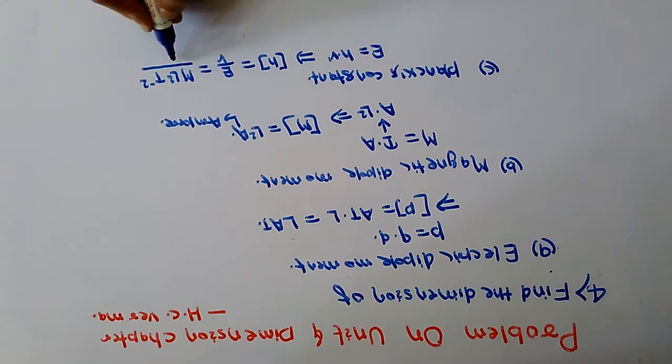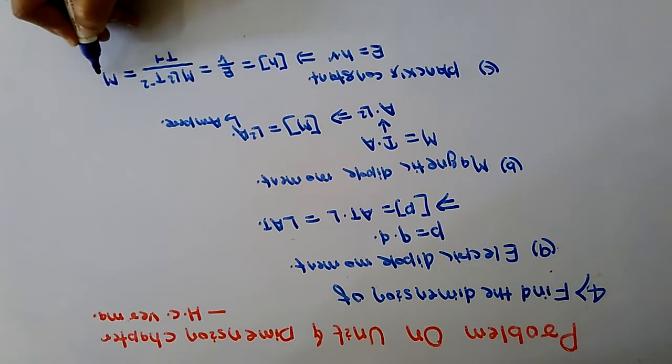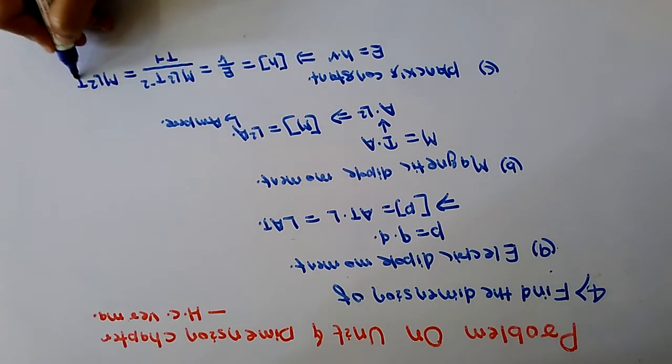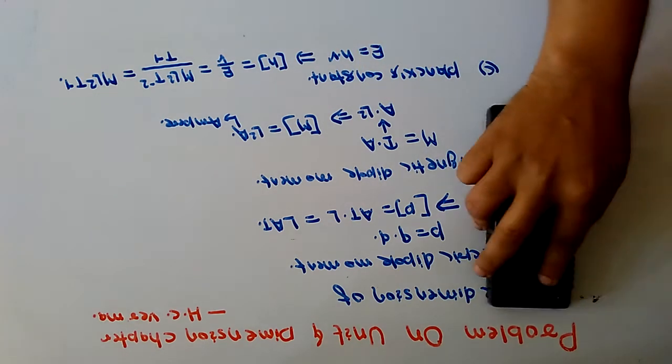Nu is frequency, having a dimension of T^-1. So the dimension is written here, that is ML^2T^-2 plus 1, so ML^2T^-1. Okay, so this is the dimension of Planck's constant. This was the fourth question.